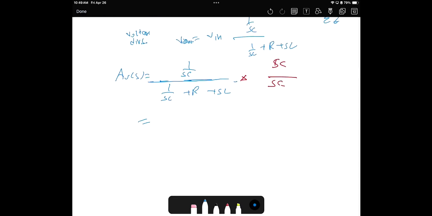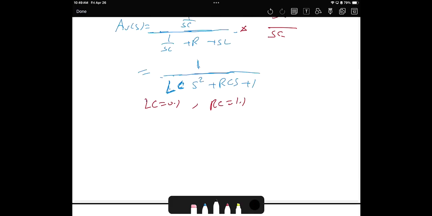Okay, we are almost running out of time, so please bear with me. 1 divided by LC S squared plus RC S plus 1. Now substitute LC equals 0.1, RC equals 1.1. This yields the transfer function to be 1 over 0.1 S squared plus 1.1 S plus 1.